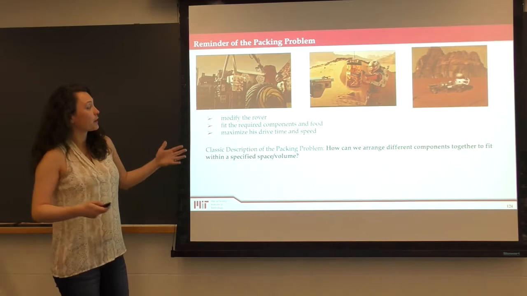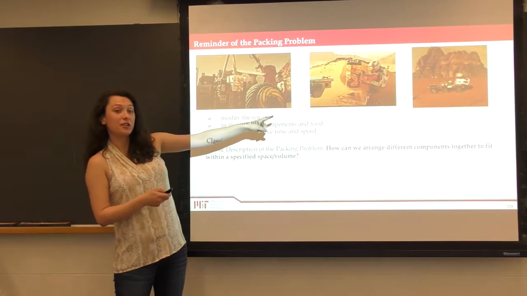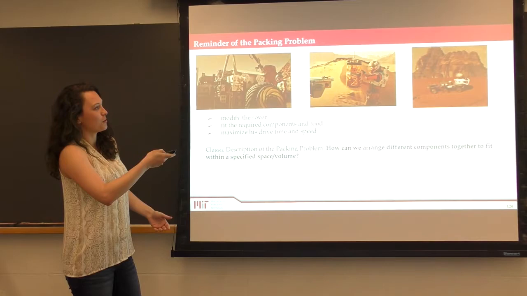Specifically for Watney, he needed to modify his rover in order to fit the RTG unit to keep him warm, and all of his food. And if you notice, there's a hole with a balloon in the top, right? I'm pretty sure he needed that to make room for everything.